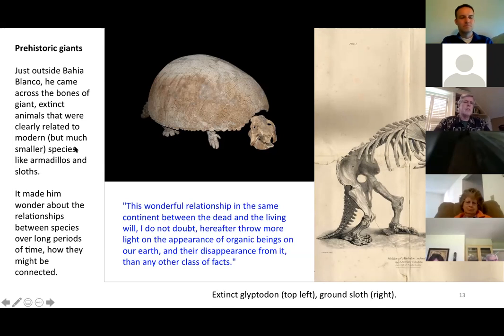So Darwin noticed and concluded that this is an important fact, that there are different species of the same type of animal in different periods of time. So that was one of his first clues.